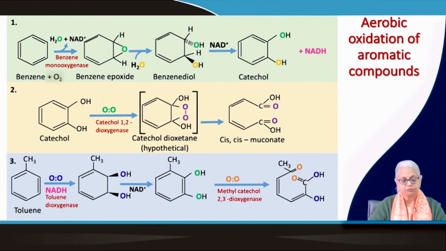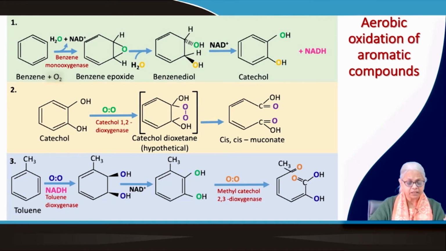It will be further converted by a dioxygenase, and remember, one of the first things for an aromatic compound to be further biodegraded is that the ring has to be broken. So if we were to put it in a very simplistic way, benzene gets converted to catechol, and then the ring has to be broken, and that ring is broken at this stage. Dioxygenase converts it to cis-cis muconate.